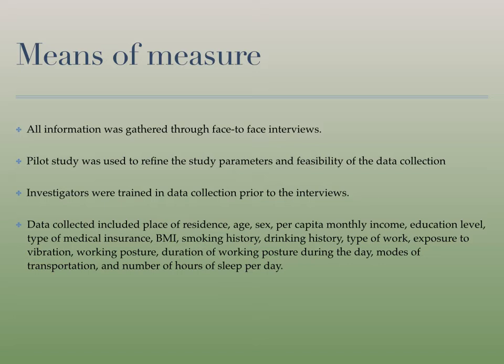They included place of residence, age, sex, per capita monthly income, educational level, type of insurance, body mass index, smoking, drinking history, type of work, exposure to vibration, working posture, duration of working posture during the day, modes of transportation, and number of hours of sleep per day. So they covered pretty much all areas, and they also broke each one of these down into different subgroups, which just added to the detail.